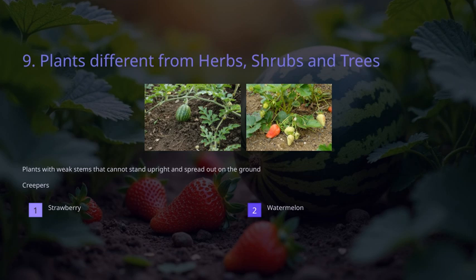Understanding these different types of plants enhances our overall knowledge of plant diversity and how they adapt to their environments. Creepers are especially interesting because their growth habit is quite different from the sturdier plants like trees and shrubs.